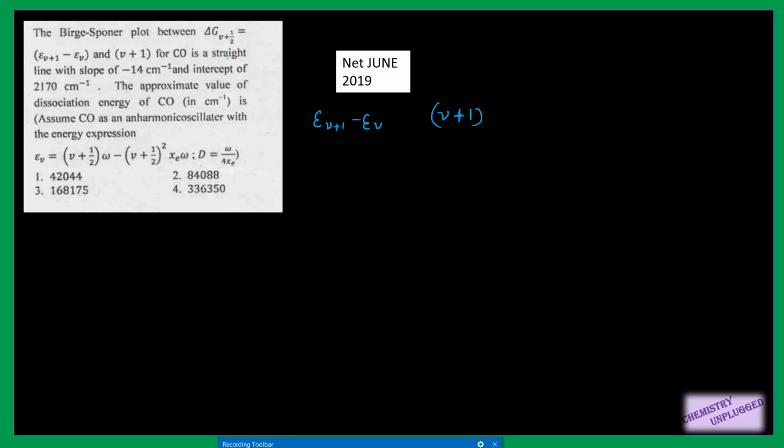And this is given by a straight line, and the slope of the line is minus 14 centimeter inverse. Intercept is 2170 centimeter inverse, and they are asking us the approximate value of the dissociation energy of CO. So we have to calculate the value of D here, and the formula for D is also given, that is, it is given by omega upon 4xe.